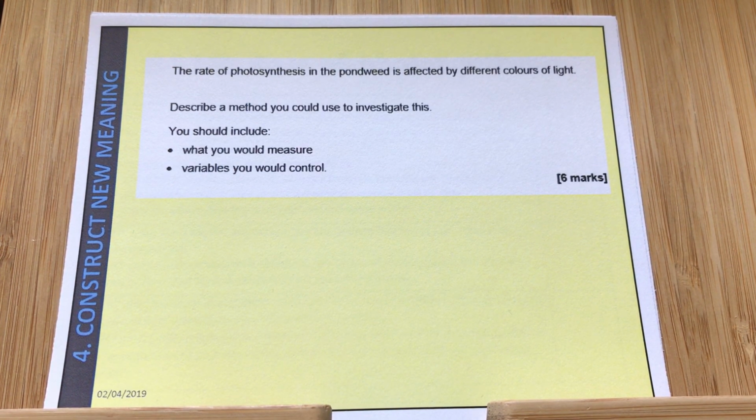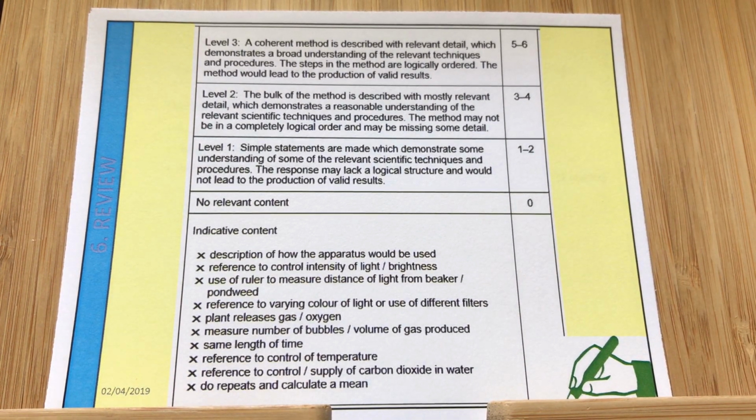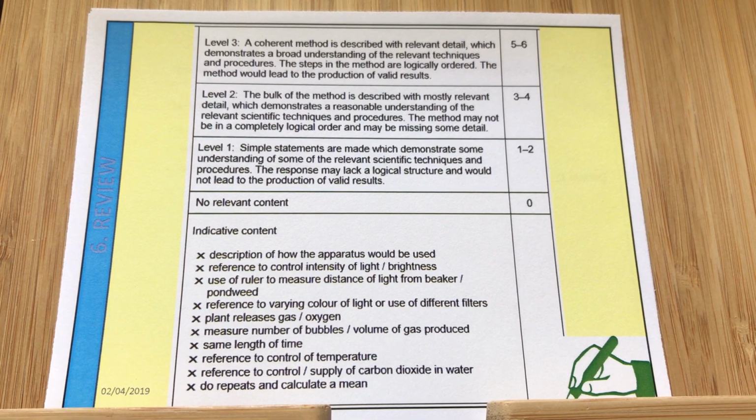Our controlling of variables is going to give us a fair test, and what you would measure, obviously really important to show that rate of photosynthesis. So you need to include a description of how the apparatus would be used. So this is things like how you would set it up.